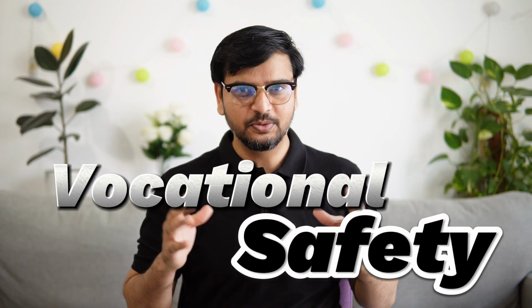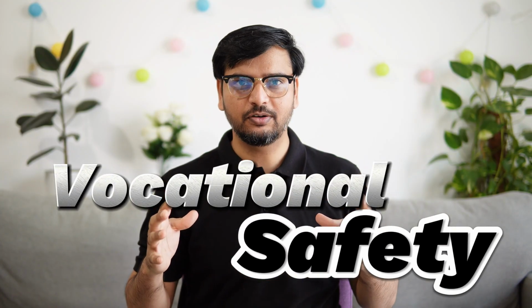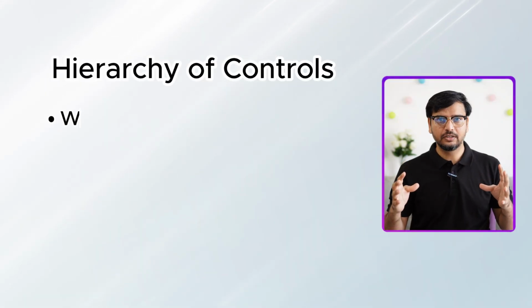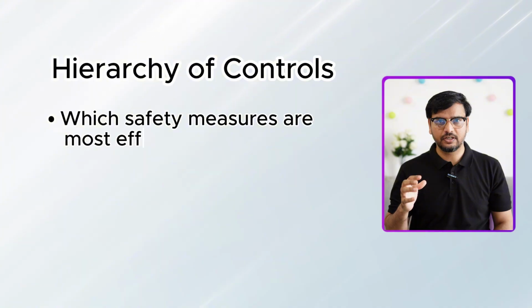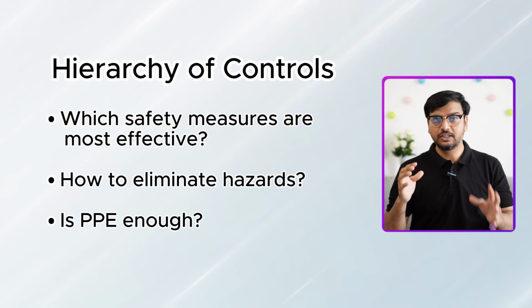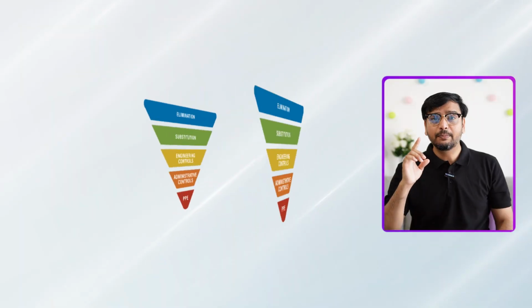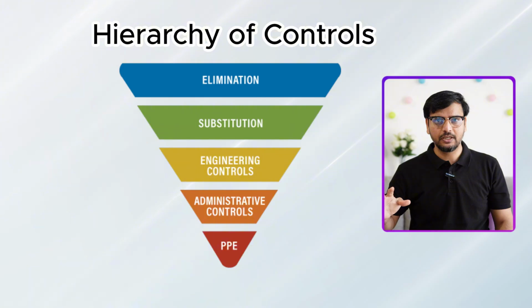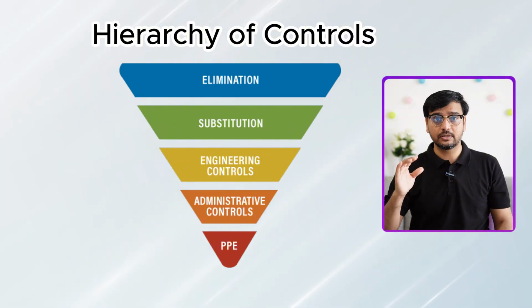Welcome to Occupational Safety. Today we are diving into a crucial topic in workplace safety, the hierarchy of controls. If you have ever wondered which safety measures are the most effective, how to eliminate a hazard completely, or if PPE is truly enough, then you are in the right place. In this video, we will start by exploring the concept of the hierarchy of control based on standards such as ISO 45001 and ILO-OSH 2001, and then break down each level of the hierarchy from elimination to PPE with practical examples to illustrate each point.